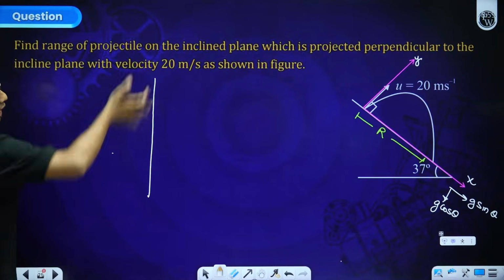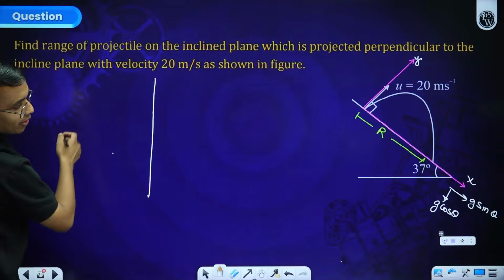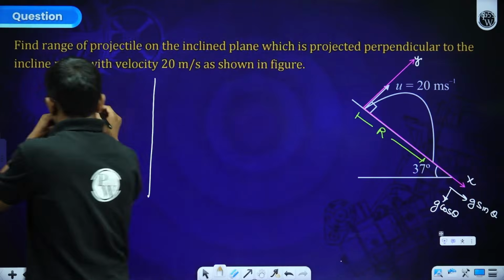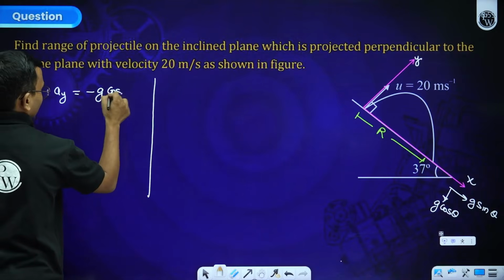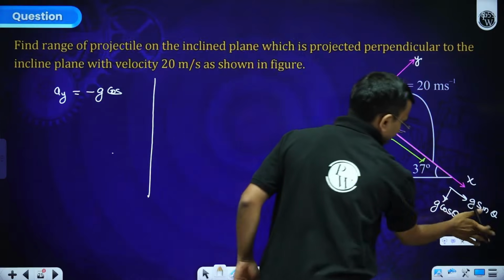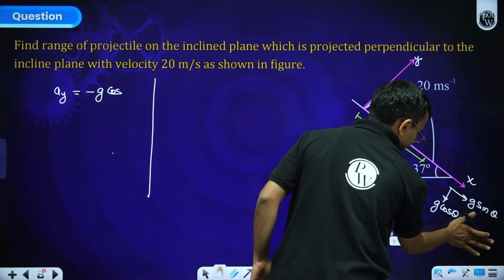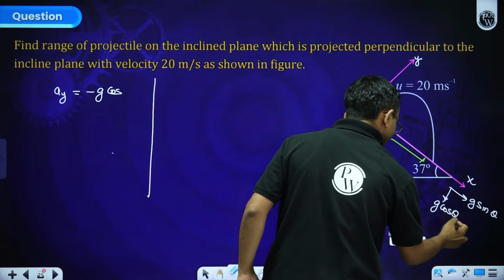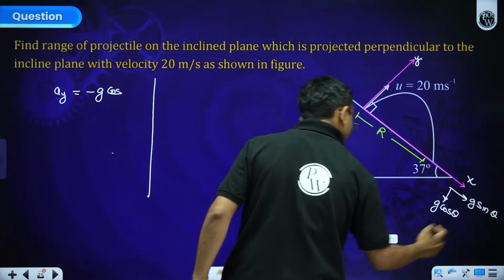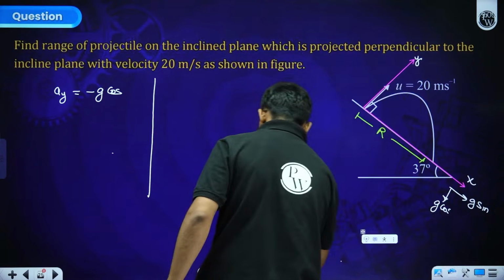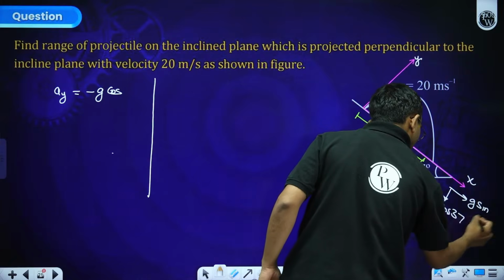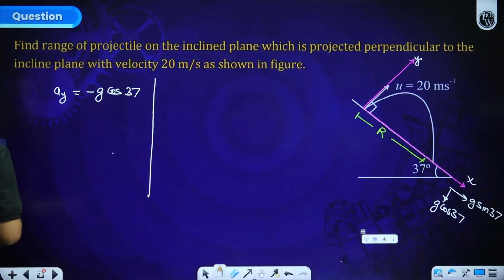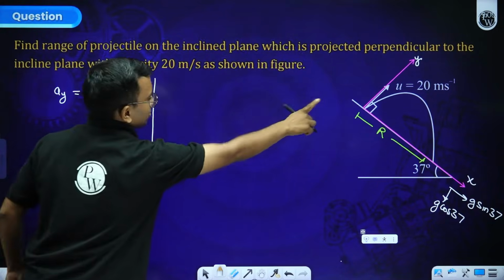Now, along the y-axis, what is the acceleration? Along the y-axis, that is minus g cos alpha. Previously this angle was alpha, na? Let me write alpha to avoid confusion. Alpha means this 37 degree only, or you can write it just as 37 degree. So let me write it specifically, g cos 37. What is the initial velocity along the y-axis? That is my 20 meter per second.